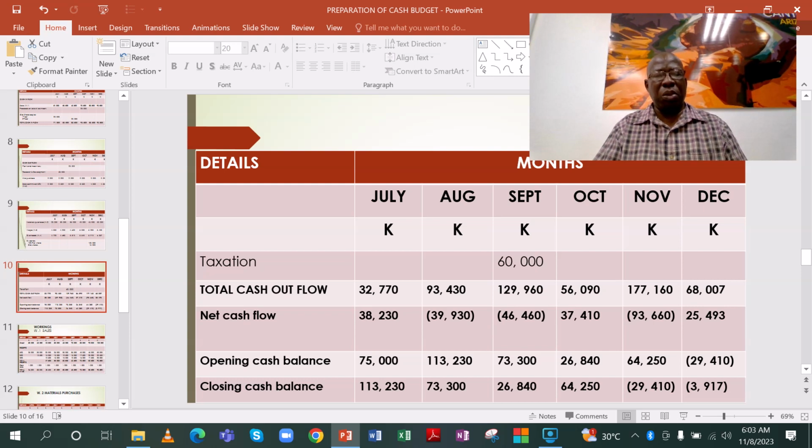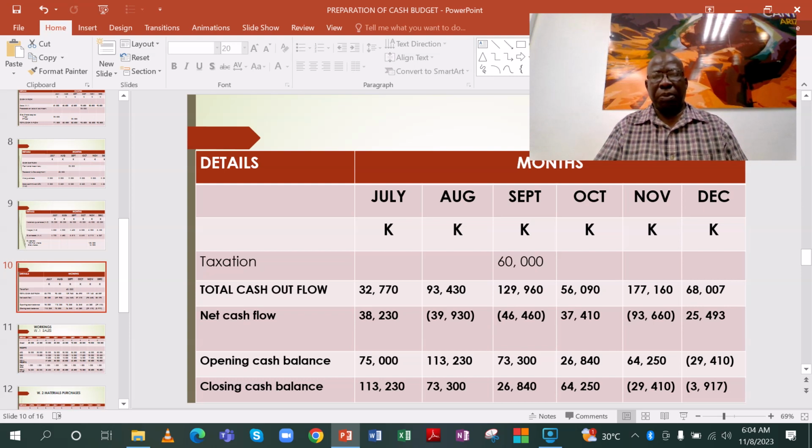So the next thing we do is find out the total cash outflow. So under each month, under each period, you add the total cash outflow. So we find that you have total cash outflow of 32,770 in July, 93,460 in August, 129,960 in September through to December. You just add the totals for outflows.